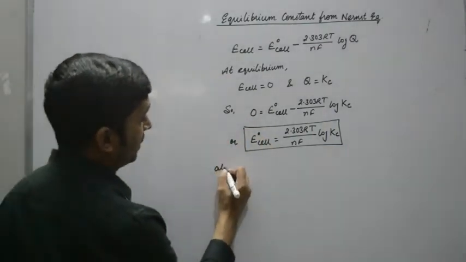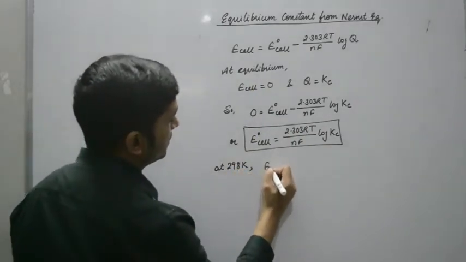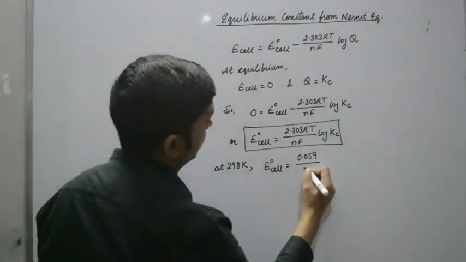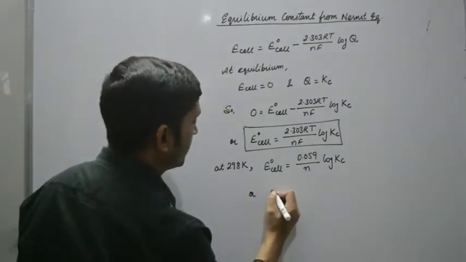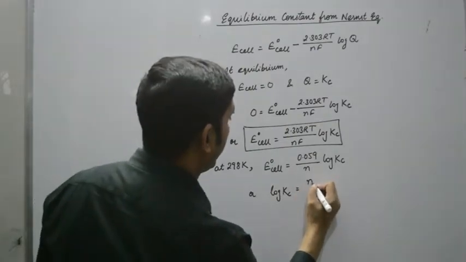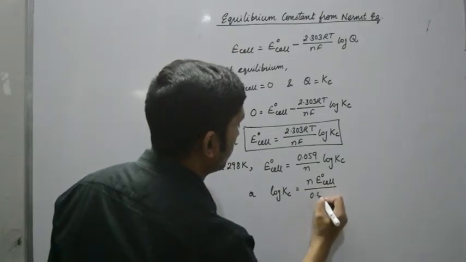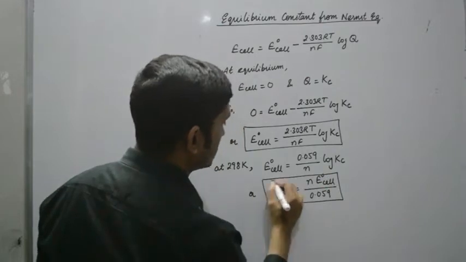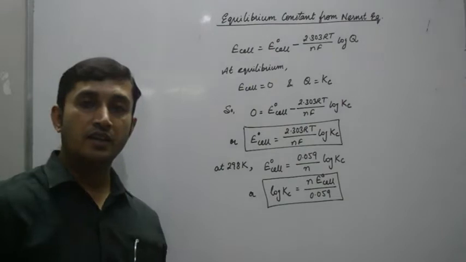At 298 Kelvin temperature, we can write standard cell potential is equal to 0.059 upon N log Kc, or we can write that log Kc is equal to N into E naught cell upon 0.059. In this way we can determine the equilibrium constant from the value of standard cell potential.